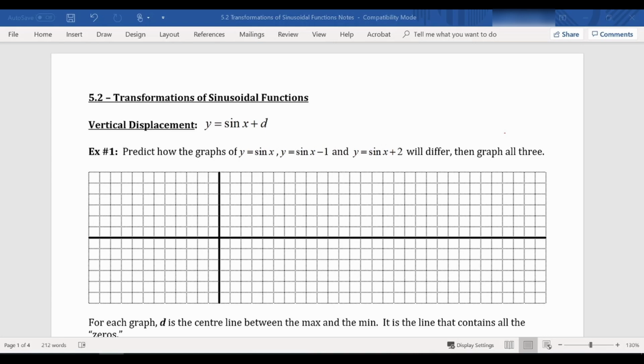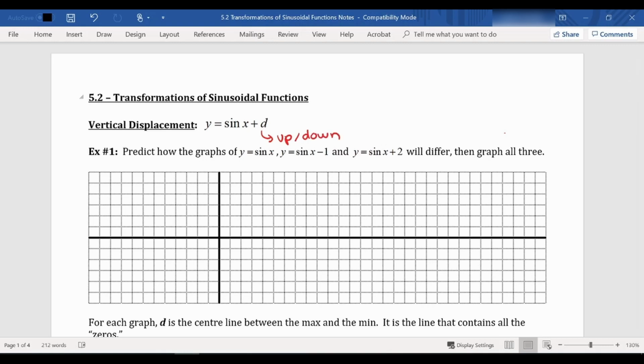The first part that we're going to look at is what if we add a number at the end of our sine or cosine function? So not inside the function, but at the end tagged on outside the function. Just a reminder from chapter one, when that happens, that indicates that you are moving up or down.